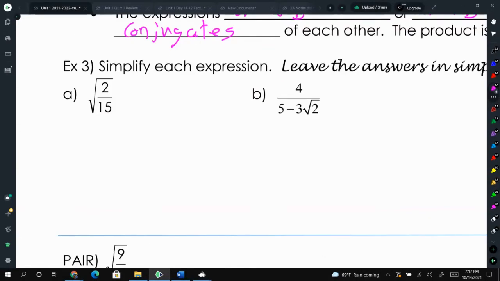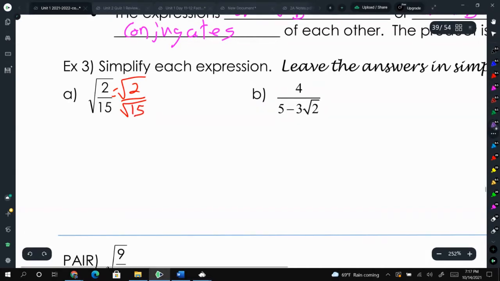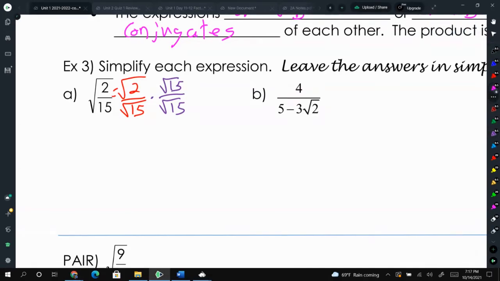So here, we're going to simplify these expressions. Now, let's make this two separate radicals. We can't have a radical in the denominator, so we need to multiply the top and bottom by the square root of 15. So now what happens is on the top, we have the square root of 2 times the square root of 15, which is the square root of 30. On the bottom, we have the square root of 15 times the square root of 15, which just equals 15, because they cancel each other out.